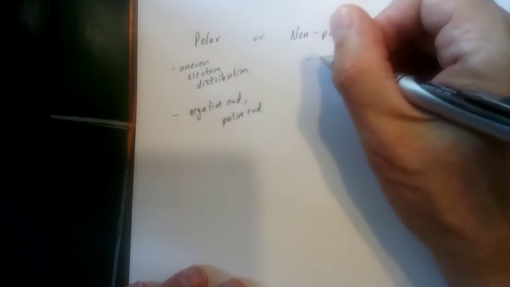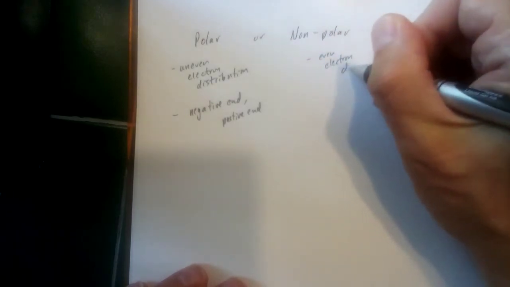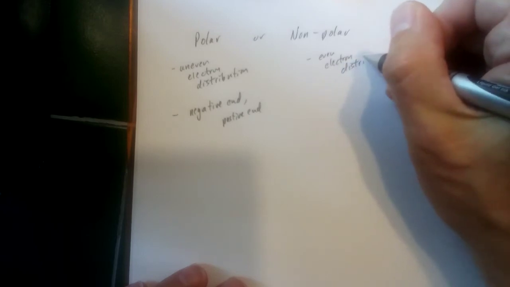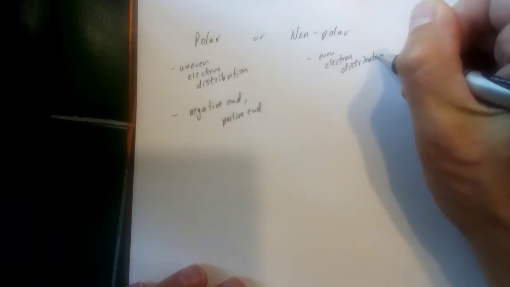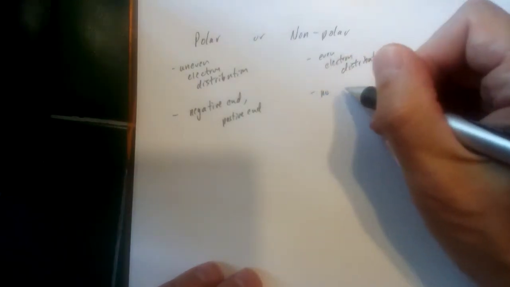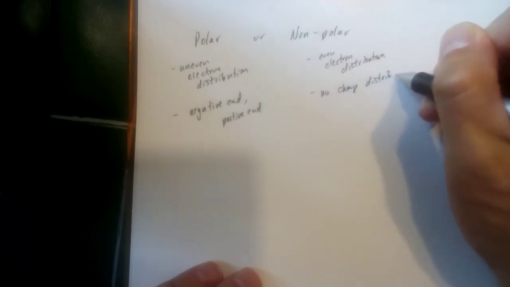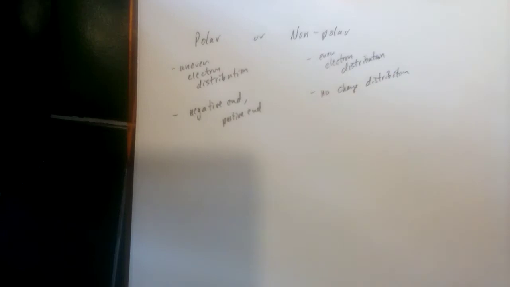If a molecule is nonpolar, it has an even electron distribution, meaning the electrons are distributed evenly around the molecule. And if that's the case, there's no negative end and positive end. So there's just no charge distribution. The electrons are everywhere evenly. Okay. Now we need to figure this out, right?